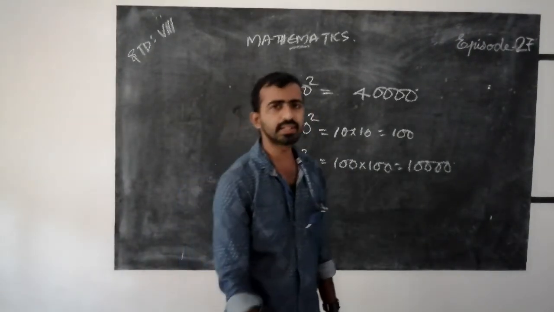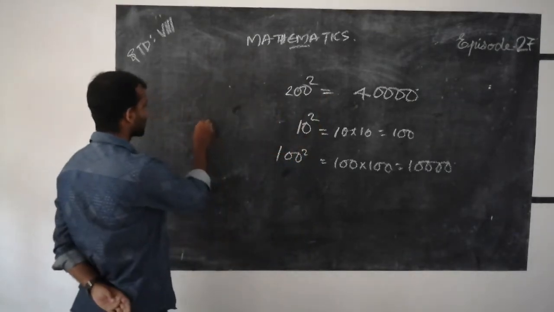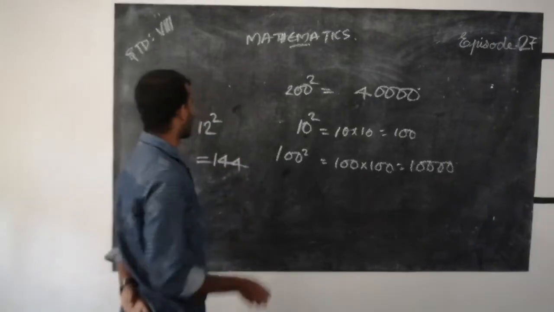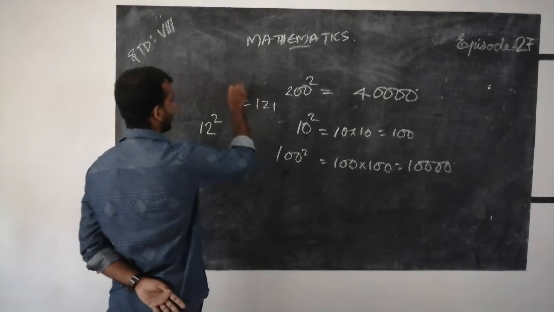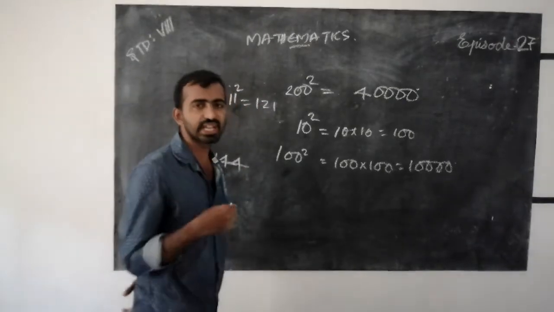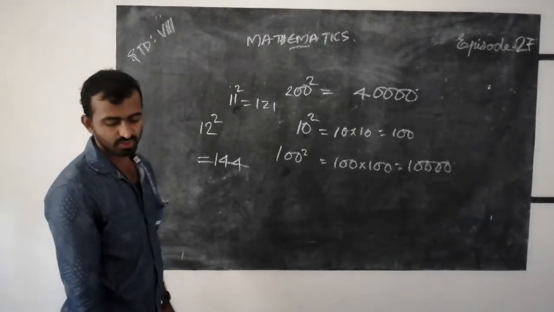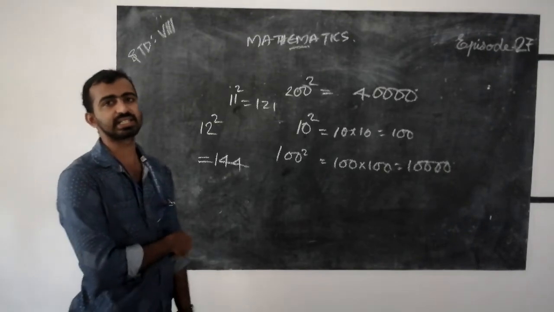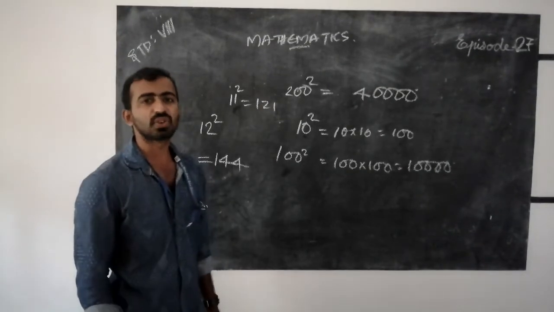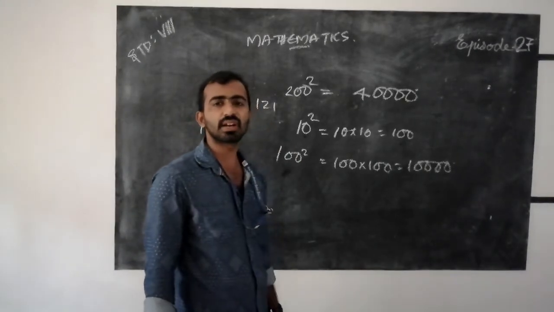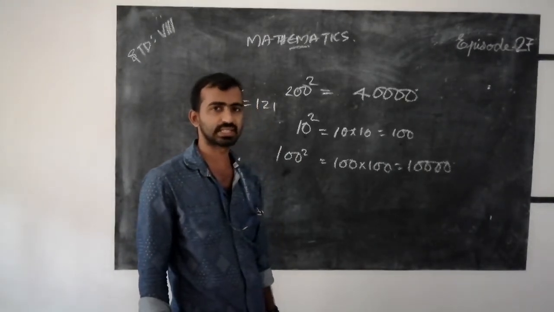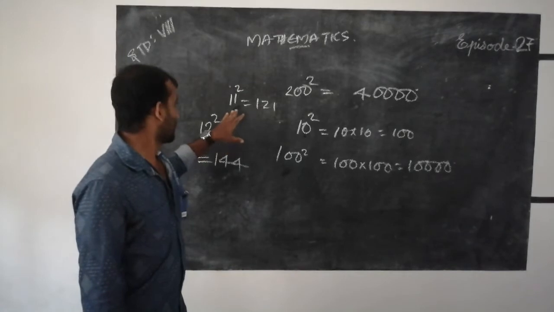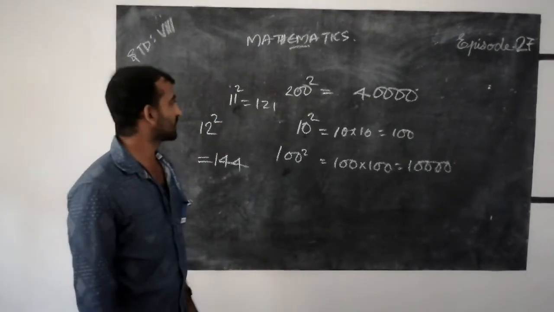And next, the square of 12, we get 144. The square of 11, what do we get? We get 121. When we take the square of 11, we get 121.